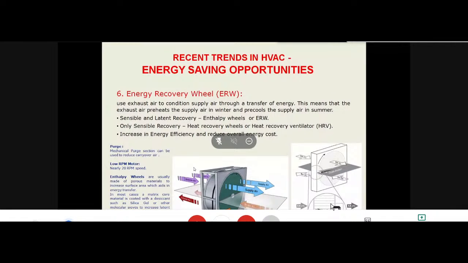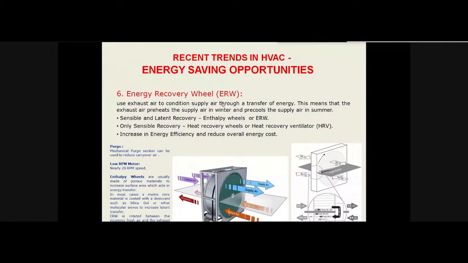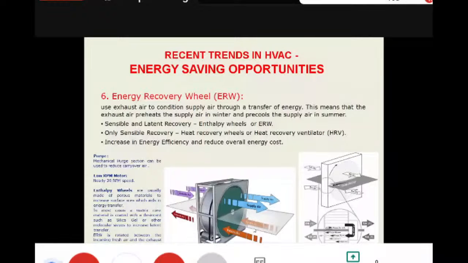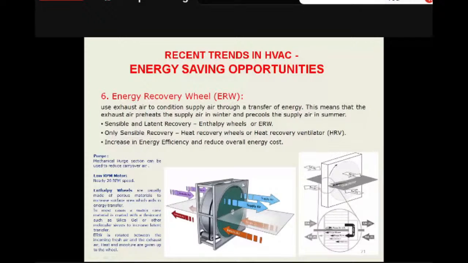The sixth point, energy recovery wheel. In buildings, we have some amount of energy. Suppose in a kitchen area or in an office area or in a general ventilation area, in hotels or big malls, some associated areas like a toilet or other areas, we cannot use the air again and again in a recirculation. We have to throw out the air, like toilet air or some other air.